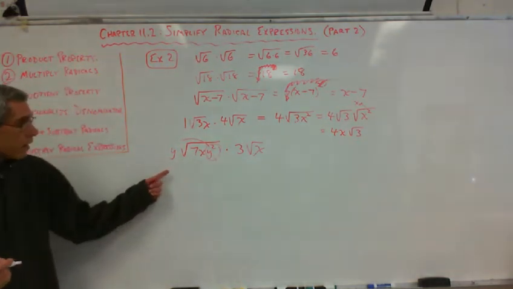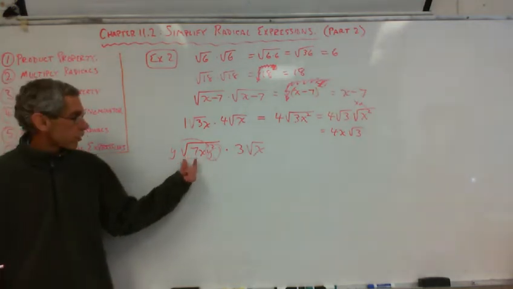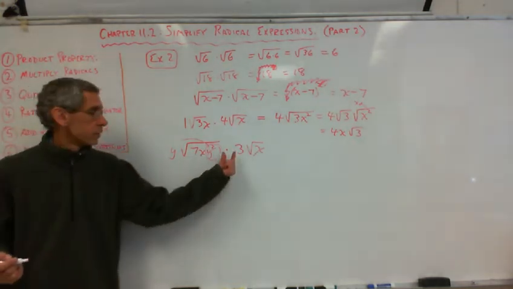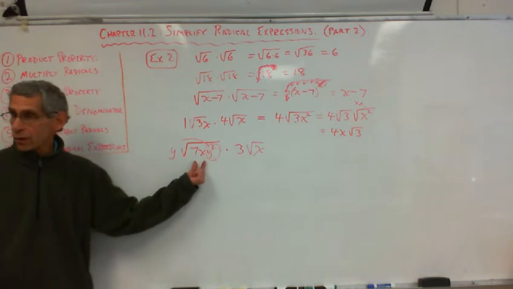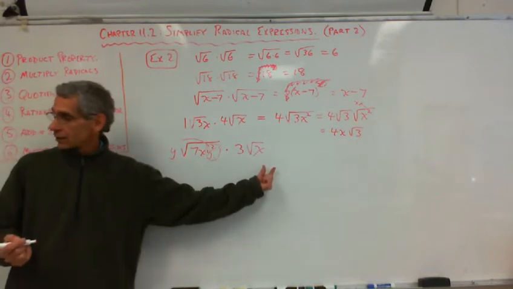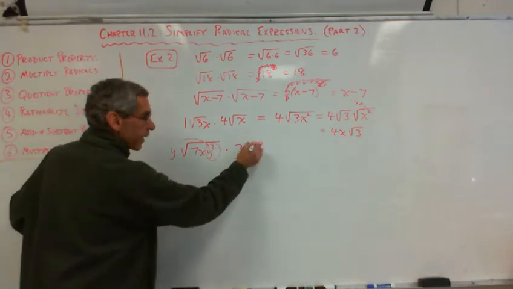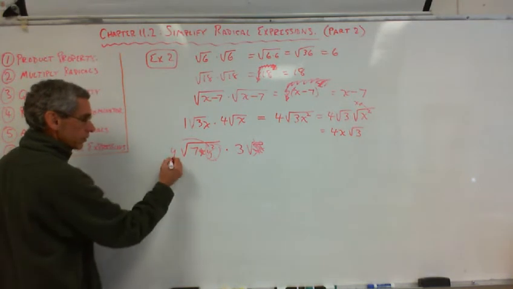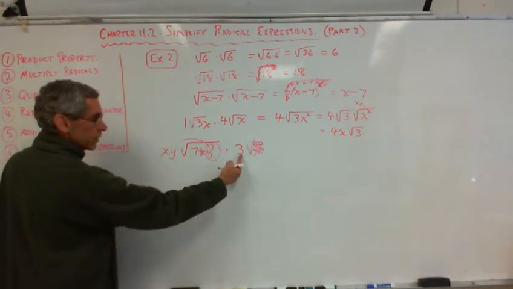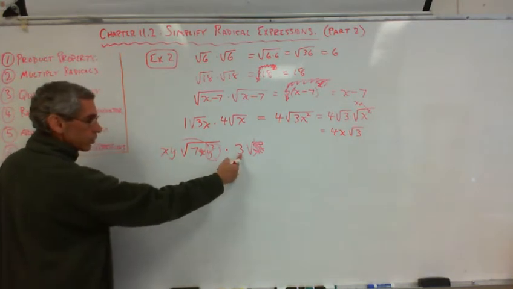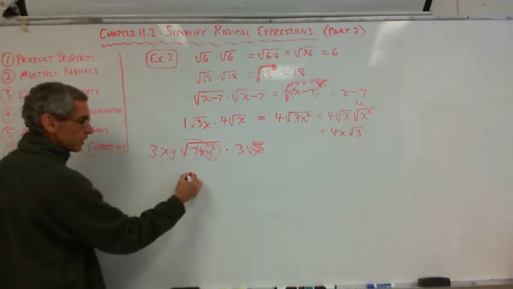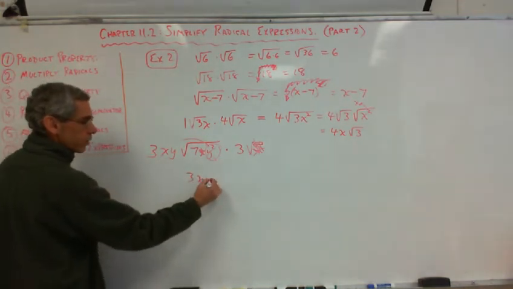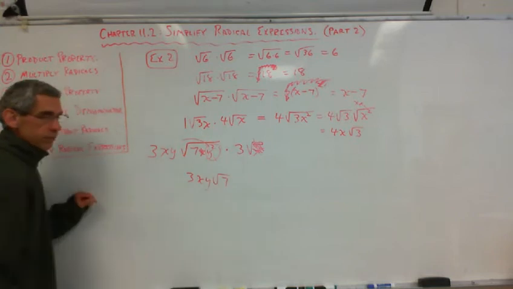Just free. Now, what else can I notice? I have the square root of 7x times the square root of x. You can combine x. What is the square root of x times the square root of x? X. So I just got rid of my x's, and I've also got an x out here. And then I still have a 3 on the outside. 3xy. And I have a square root of 7 on the inside. So my answer is 3xy square root of 7.